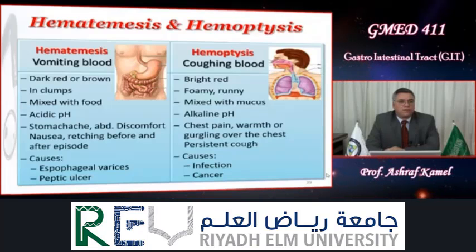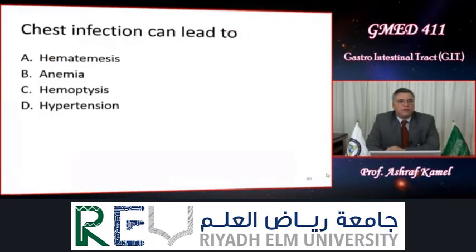Associated symptoms. They are all related to the digestive system, to the gastrointestinal tract, like stomach ache, abdominal discomfort, nausea, retching. In hemoptysis, there is chest pain, warmth or gurgling over the chest, persistent cough, and sputum. The main causes of hematemesis are esophageal varices and peptic ulcer, while the main causes of hemoptysis are chest infection and cancer. And if we look at this question, chest infection can lead to, of course the answer is hemoptysis.